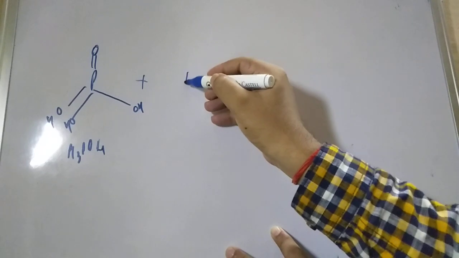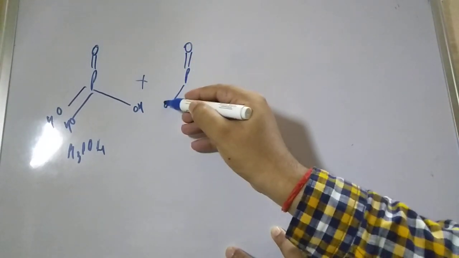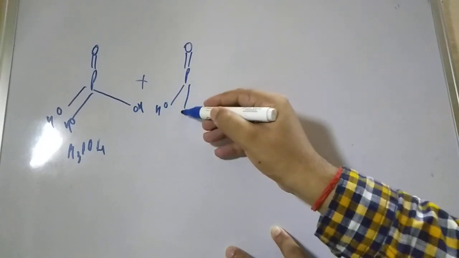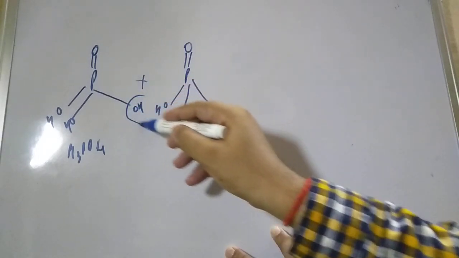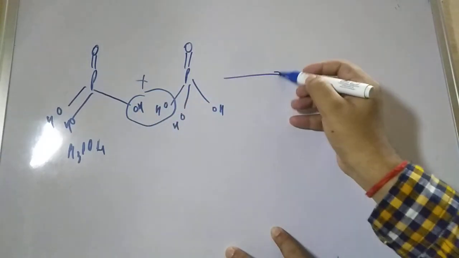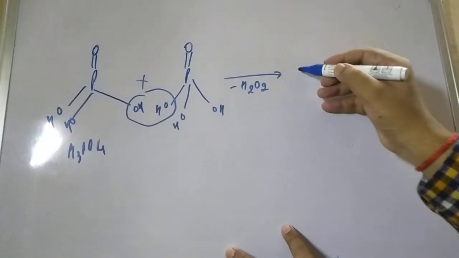Similarly, you put one more molecule, because from the 2 molecules what we are removing is hydrogen peroxide. So here H2O2 we are removing, minus H2O2. So let us see what compound is getting formed.